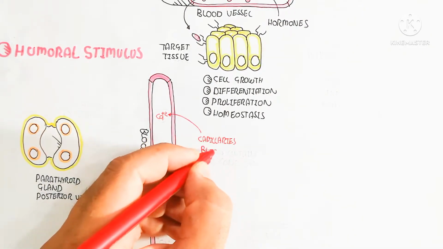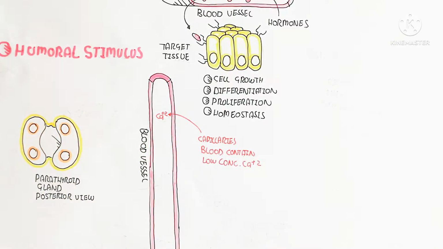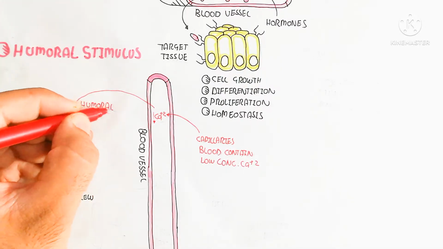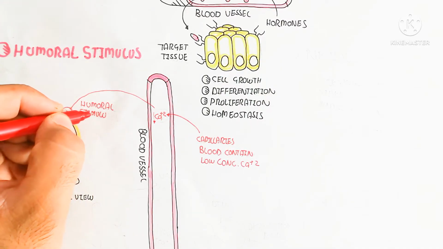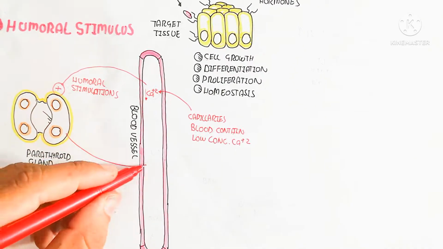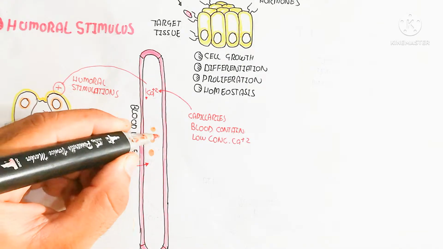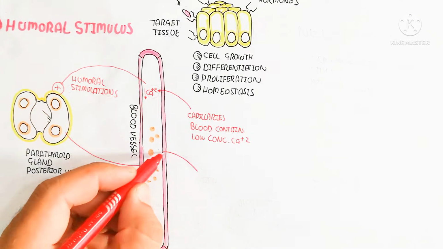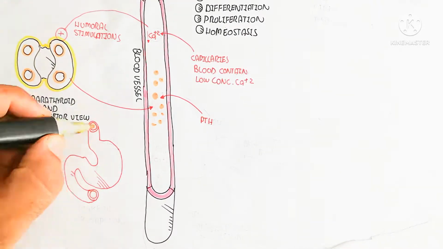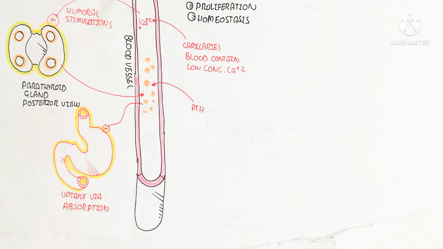For example, take the calcium in our body. The capillary blood contains a low concentration of calcium compared to normal. In this way, the humoral stimulus is the calcium, and a lesser amount of calcium will trigger the parathyroid gland, posterior view here. So the parathyroid gland is stimulated to produce parathyroid hormone into the blood circulatory system. So this is the endocrine hormone.